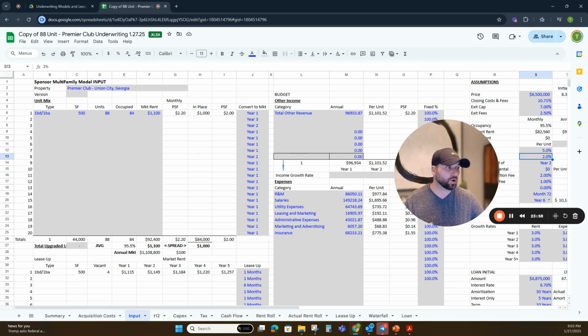Again, you're going to pull all the data that you're going to need for the entire deal from the rent roll and from the T12 that you get from the seller. Once you have that information, you can plug it all into the inputs tab.